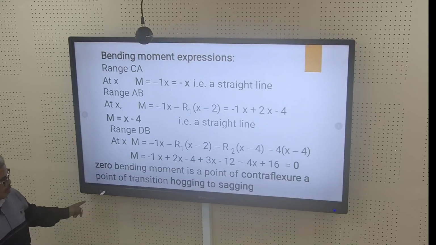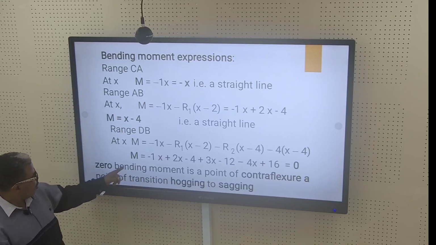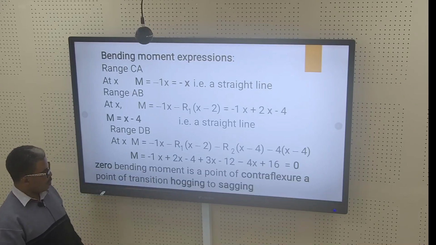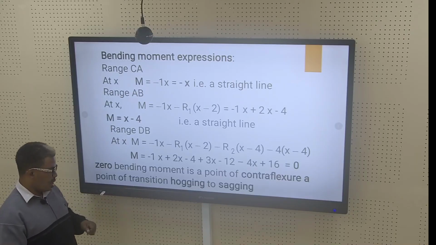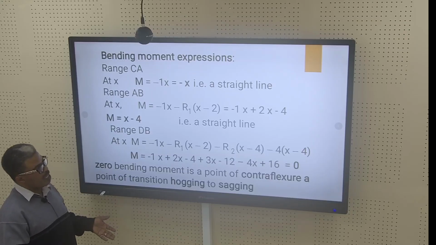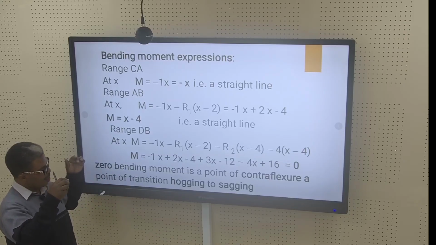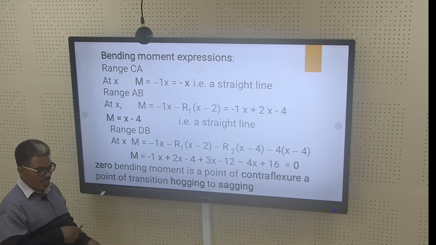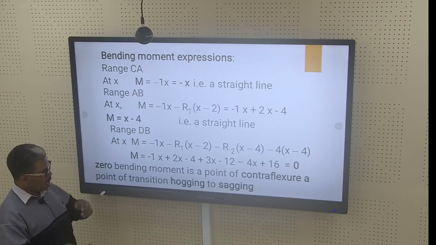So what is the meaning? What is the significance for the bending moment? The zero bending moment is a point of contraflexure, a point of transition where hogging and sagging occur. This is the change of sign. It was bending upwards and it has changed, now it's bending downwards, or vice versa. It can be hogging to sagging or sagging to hogging.